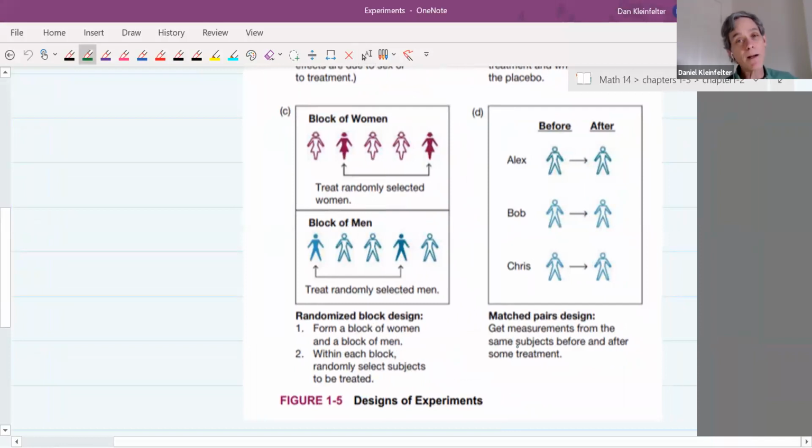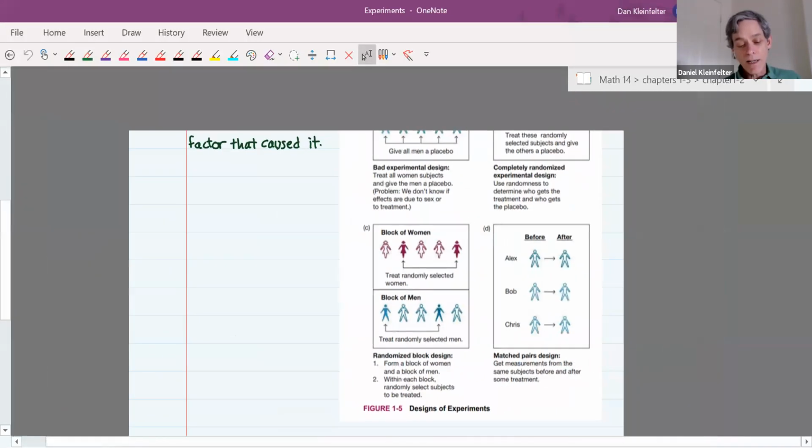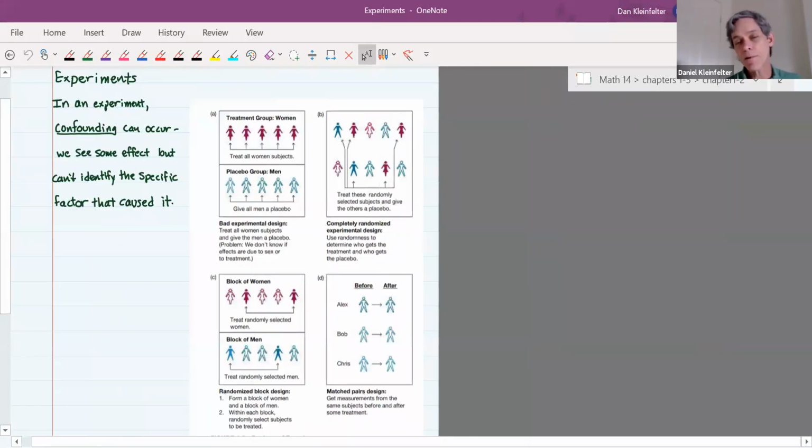Okay, in a matched pair design, measurements from the same subjects are taken before and after some treatment. So we check and measure how many migraines a group of people get per month, and then we give them some treatment, and then we measure the same subjects after the treatment and see how many migraines per month they are getting. So it's the same subjects in each case, but we're measuring the incidence of their migraines both before and after treatment.